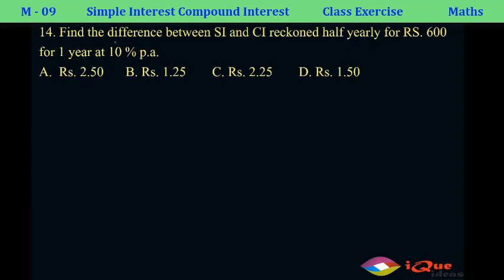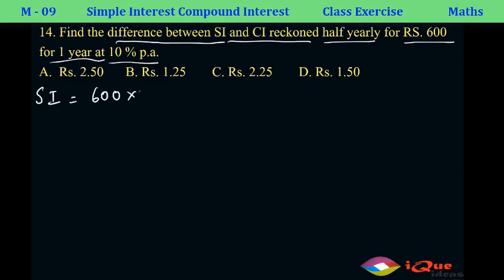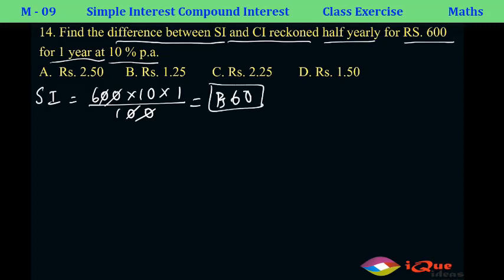Now this question says, find the difference between simple interest and compound interest, reckoned half yearly, for rupees 600 for 1 year at 10% per annum. So let's do one thing. We can apply the formula also, but that I'll do later. Here I'll use the normal theory. The simple interest, it is about 1 year, so PRT upon 100: 600 into rate 10% into T is 1 year, divide by 100. So the zeros cancel, 6 into 10 is 60 rupees. So the required simple interest is 60 rupees.